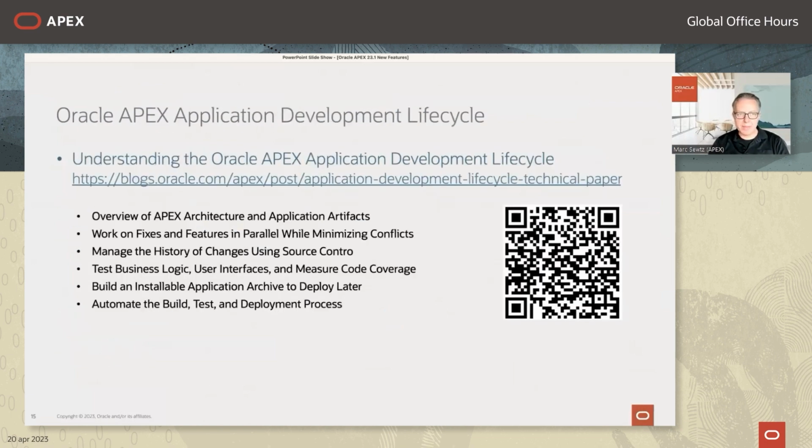I also want to highlight the Apex Development Lifecycle technical paper. This paper came out a couple of months ago, and Steve Muench wrote it, and it walks through lots of CI/CD and development lifecycle related topics: an overview of the Apex architecture and application artifacts, how you work with your team in parallel, minimizing conflicts, managing history of changes and source code control, testing business logic, user interfaces, measuring code coverage, being able to deploy application archives, and automating build, test, and deployment processes.